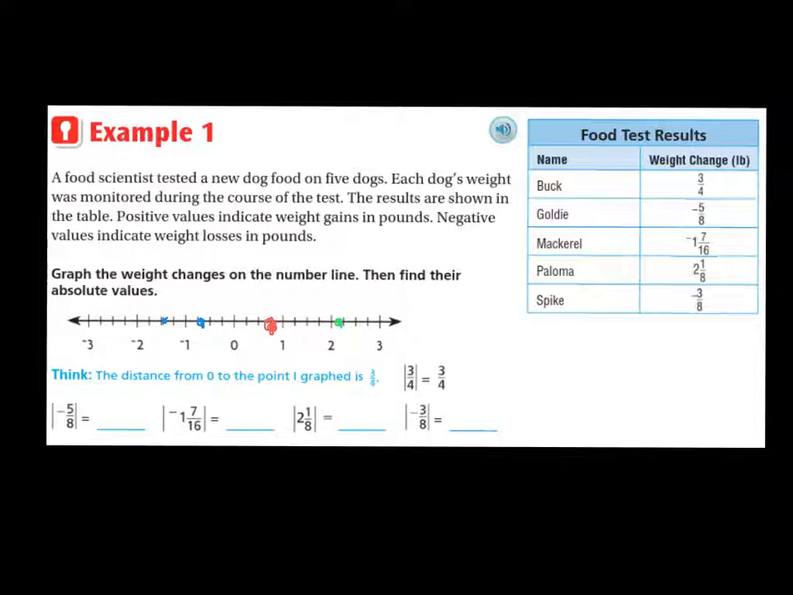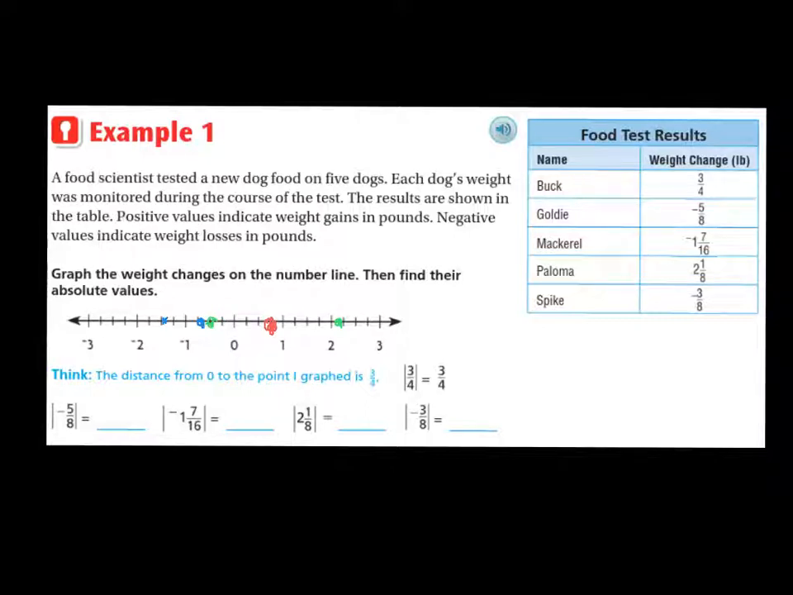And then Spike lost about half a pound, 3/8, so just a little less than half a pound. There's Spike there. Okay. Now, remember, we want to talk about absolute value because you can't really have a negative weight, so we want to think of it more as just distance from 0. So the distance from 0 to the points on the graph, the first point on the graph, 3/4.